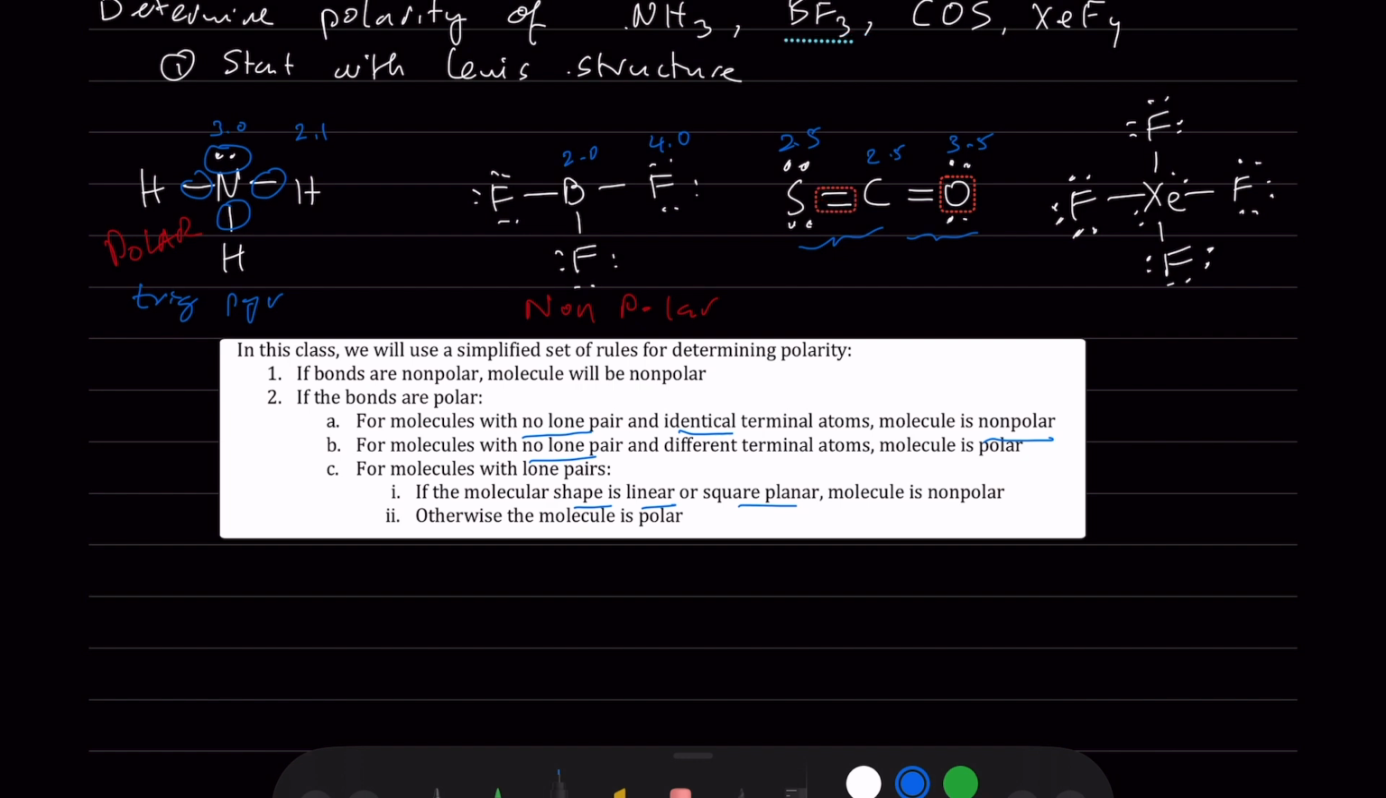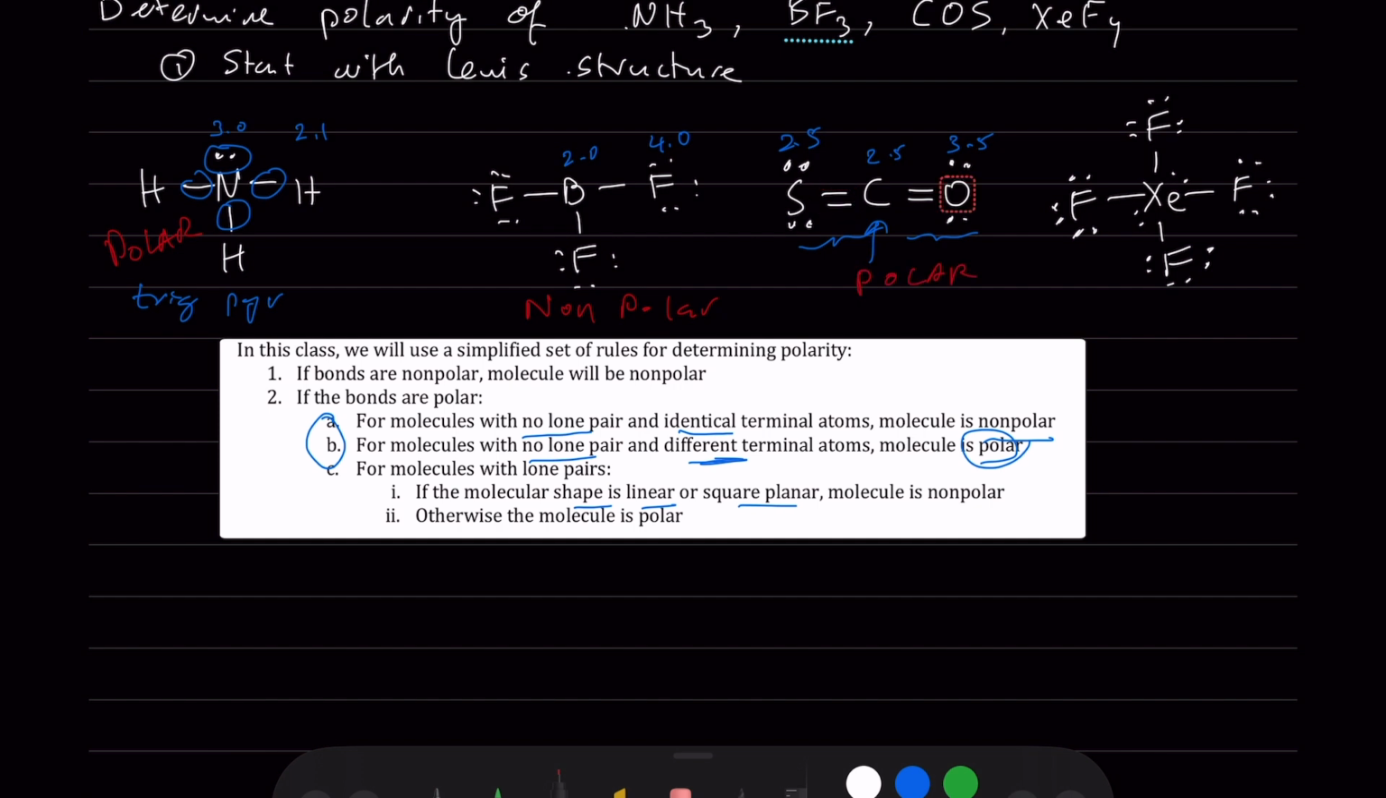Do we have lone pairs or not on the central atom? Well, we don't, as the C doesn't have any lone pairs, so that means we got to choose one of these, A or B. Do we have identical terminal atoms or different terminal atoms? Well, terminal atoms are different in this case. Since they're different, the molecule is going to be polar.